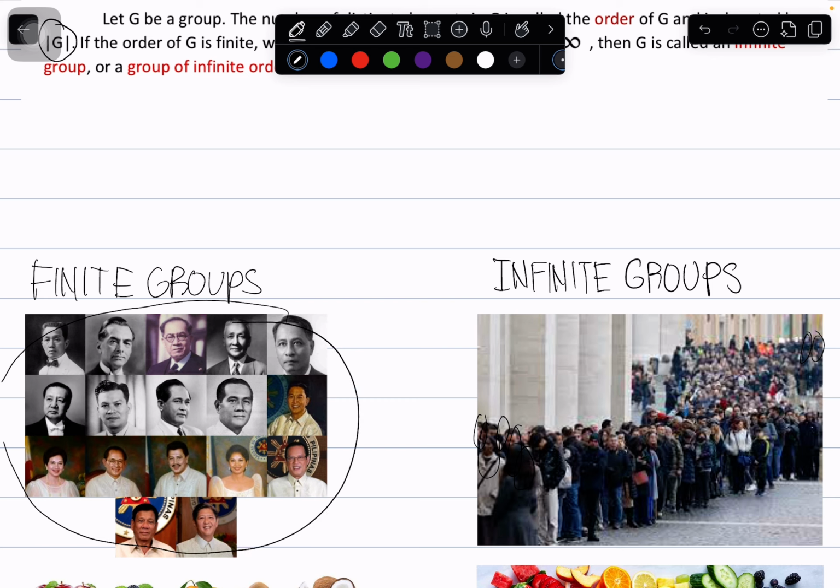So this group is what we would say are the previous presidents, or presidents of the Philippines. So we have Ferdinand Marcos, Pinoy Aquino, Rodrigo Duterte, Emilio Aguinaldo. So it's basically a group of all the presidents of the Philippines.